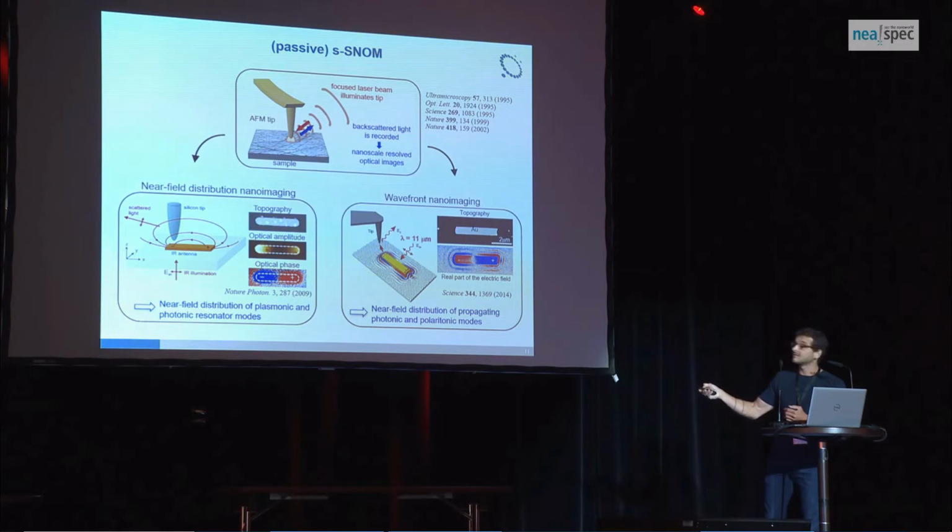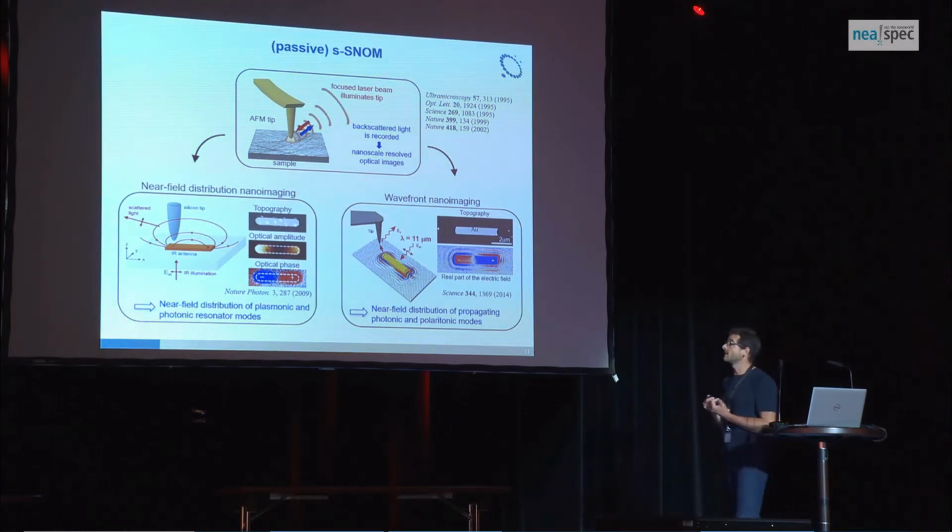These are two bright spots. They reflect here that we have a lot of field on the extremities of this antenna here, right? And that these fields oscillate out of phase if it's an out-of-plane component that we measure here. So that's near-field distribution mapping, I would say.